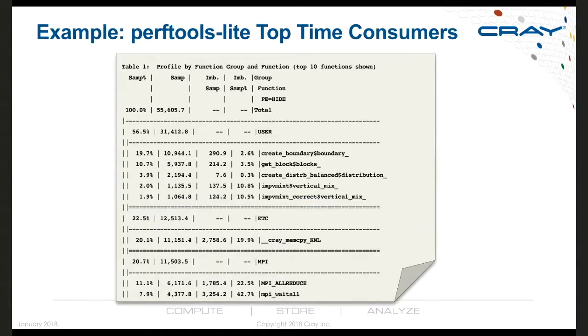Then we also have an MPI category. So you can see that in this particular run, out of the total run, I spent 56.5% of my time in user functions, and I spent almost 21% of my time in MPI. So it wasn't significant, but it wasn't tiny.